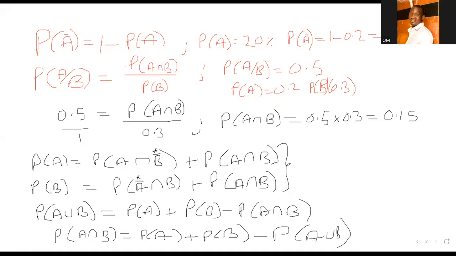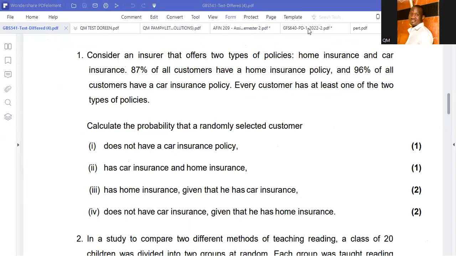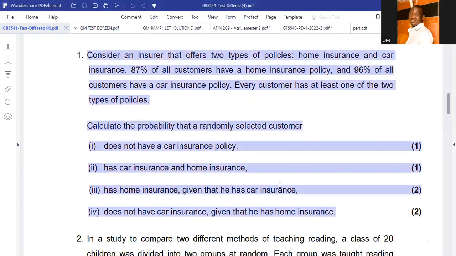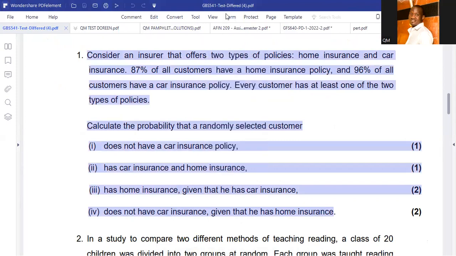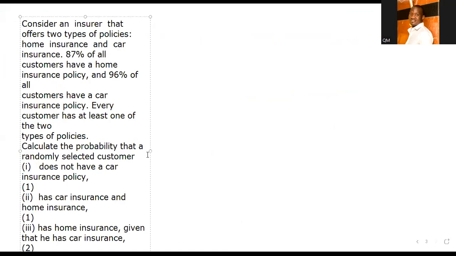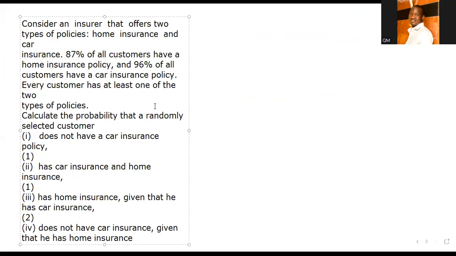Okay. Now let's go to an exam question. We're given the following parameters. Let me just put this on one page so that we can work it out together.